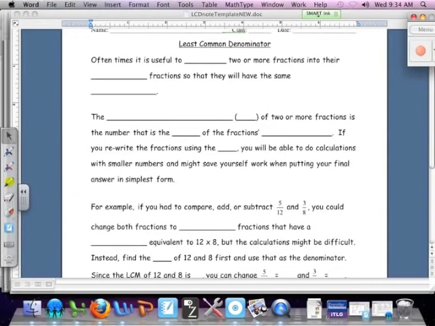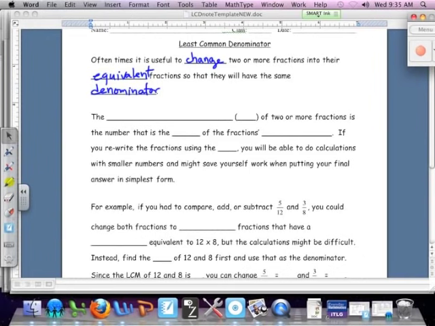So oftentimes it is useful to change two or more fractions into their equivalent fractions so that they will have the same denominator. We already saw that when comparing fractions, there are times that we're going to make them have the same denominator so that we can just compare the numerators. There'll be other opportunities for needing this skill as well.